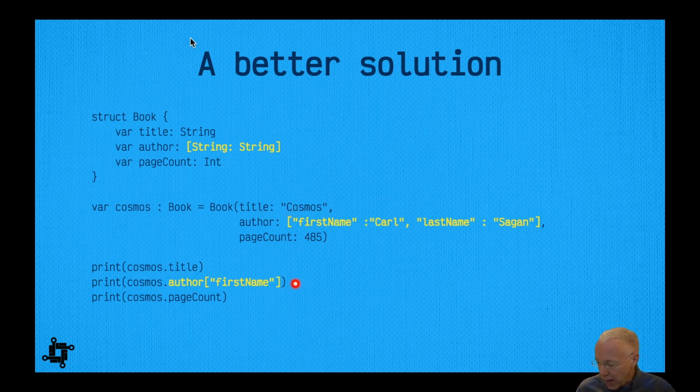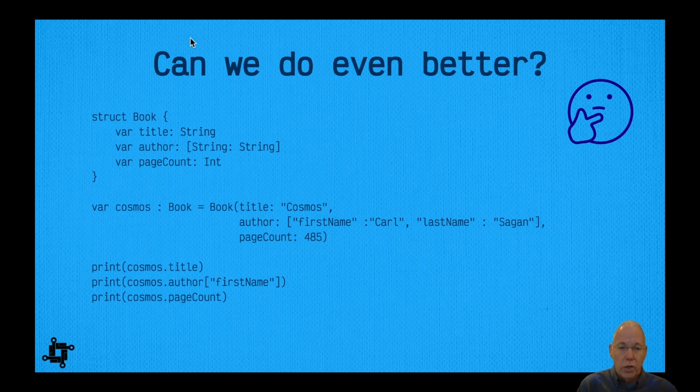And in fact, when we go down to actually print this, instead of printing cosmos.author at 0, which when you read that, it's like, well, what's at 0? We don't have that anymore. We say cosmos author first name. And so that gives us our first name back, and it reads very clear in the code. So the next question is, can we do even better? So again, I'd open that up for the students, see what they think.